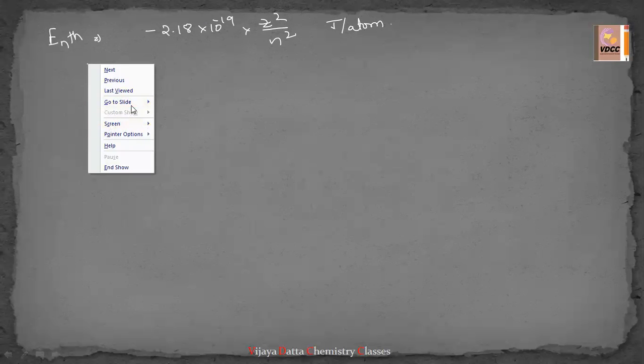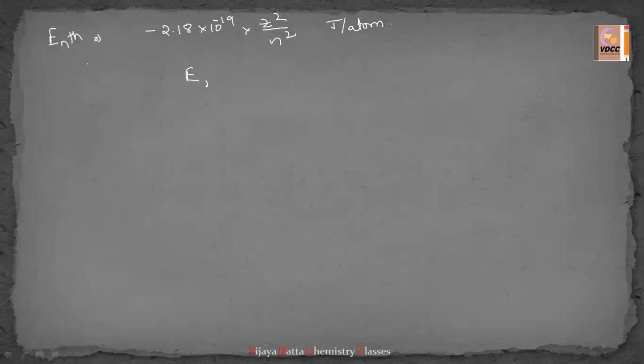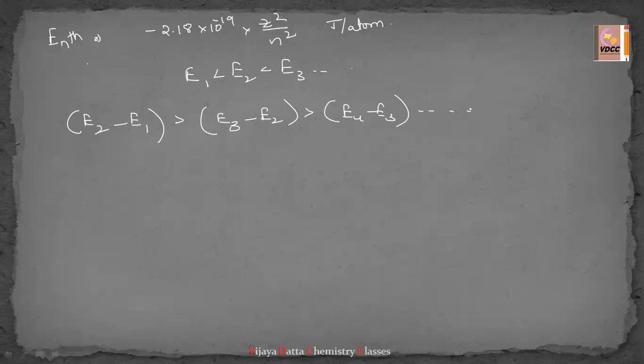So how can we write this relation? E1 is less than E2, which is less than E3, and so on. And if you take the difference, E2 minus E1 is greater than E3 minus E2, which is greater than E4 minus E3. So they have brought the relation just like this. The magnitude of the energy increases, but the separation between the two shells decreases. Separation is nothing but the change in energy between the two shells.